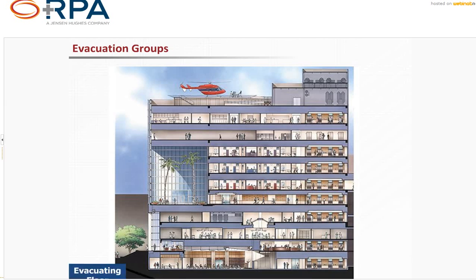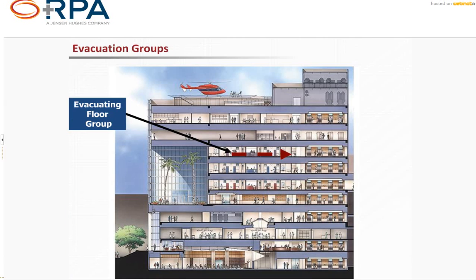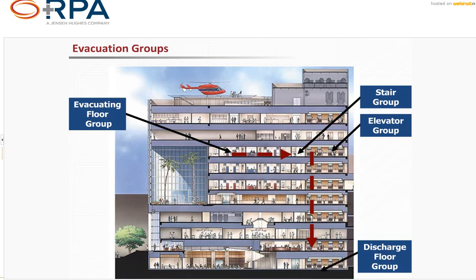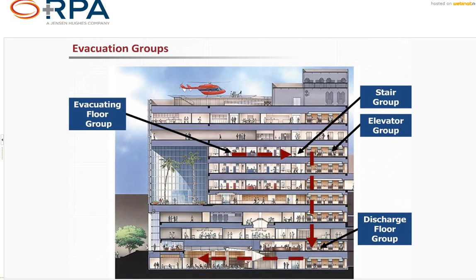So as we look at those groups, we've got one group that is specifically assigned to do that floor evacuation. Then potentially the vertical evacuation, which is your elevator or your stair groups, which then hands off to our discharge group, which takes them down the hallway to our holding area. Again, trying to control the flow of that vertical evacuation.